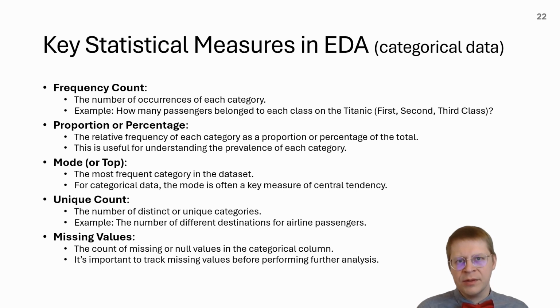When working with categorical data, the approach differs slightly. You look at frequency counts to see how often each category appears. You calculate proportions to understand their relative frequency and identify the mode as the most common category. Additionally, tracking the unique count gives you insights into diversity, and understanding missing values is crucial to avoid skewed conclusions. These metrics provide a clear, concise picture of how your categories are distributed.